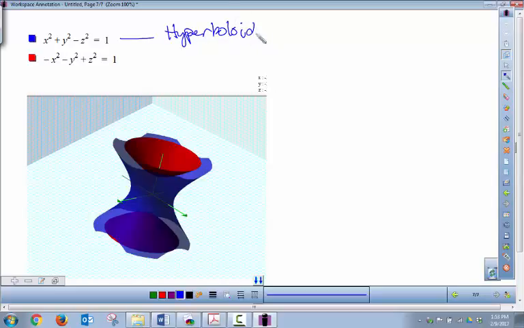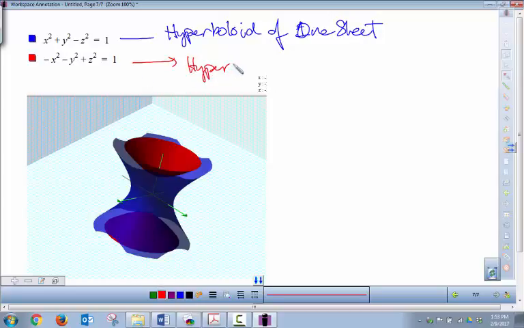Hyperboloid of one sheet and hyperboloid of two sheets. I call it sheets because they're like surfaces. They're made of one surface, two surfaces.